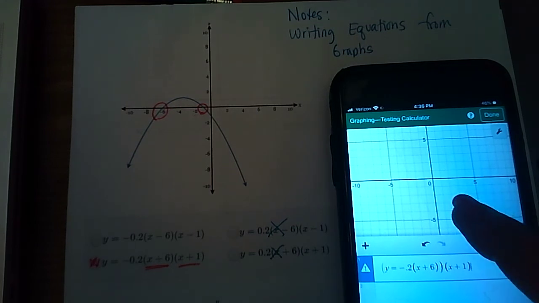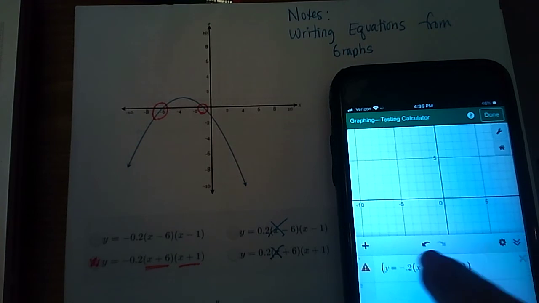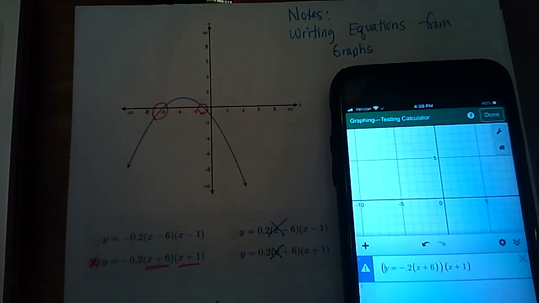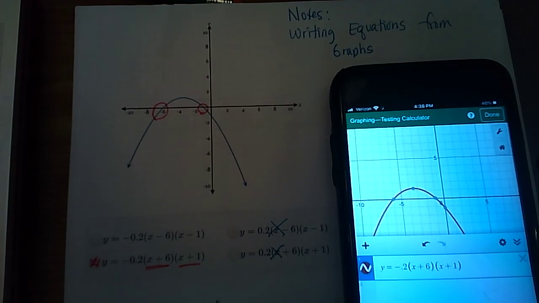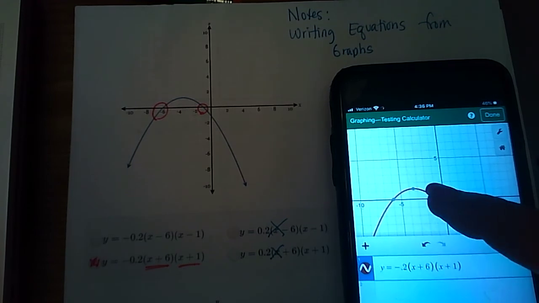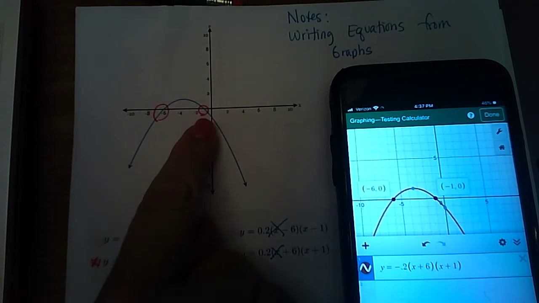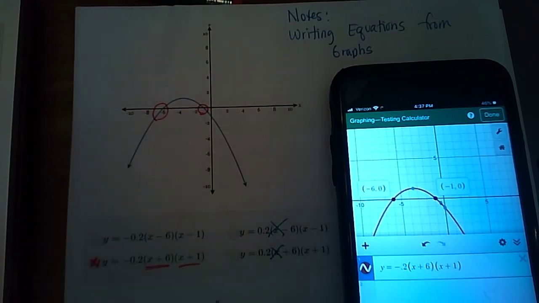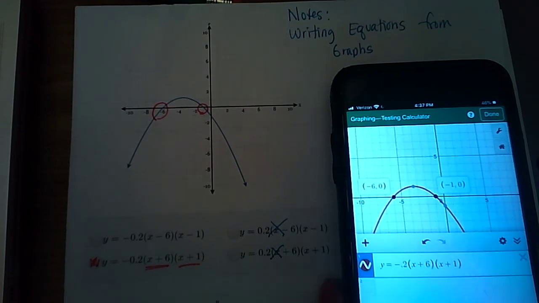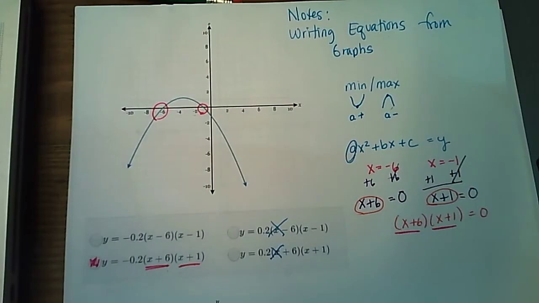Now, where is my graph? Oh, I put an extra weirdo thing over here. Where does my graph go? There's my graph. So now when I look at this right here, these are the two places it crossed my axis. These are the two places it crossed here. I'm 100% right. That's my equation for that graph.